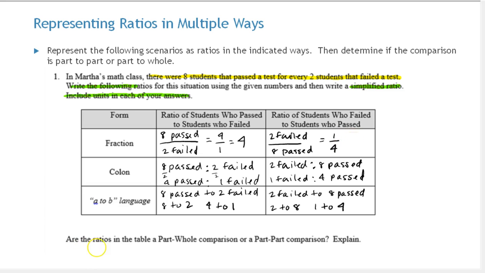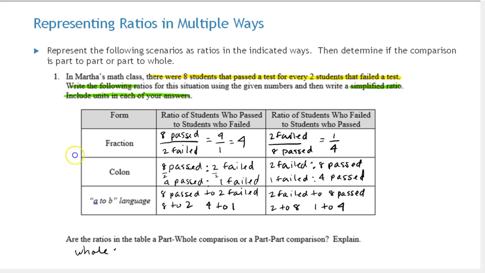And now we're asked, are the ratios in the table a part-whole comparison or a part-part comparison? Explain. Okay, so a part-whole comparison is when you have a whole where the part is part of the whole. That sounded like a mouthful. But the whole in this case would be all of the students in the class.